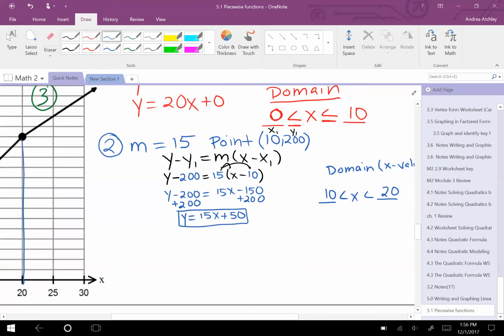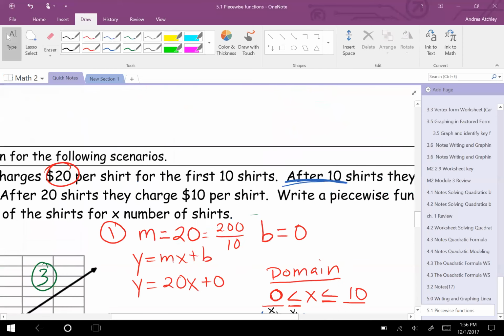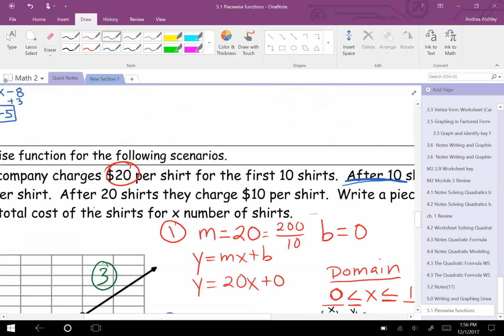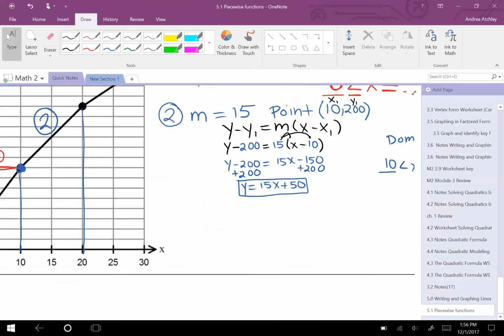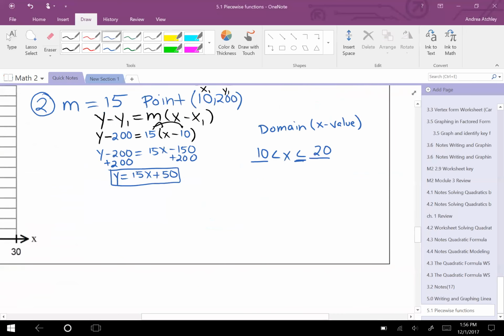For the 20th shirt, am I spending $15 or $10 for the 20th shirt? 15, because after 20, I'm going to start spending 10. But at 20, I'm spending 15. So I need an equal sign on this one. Any questions?